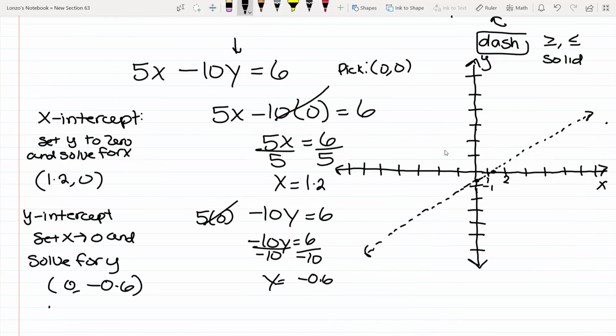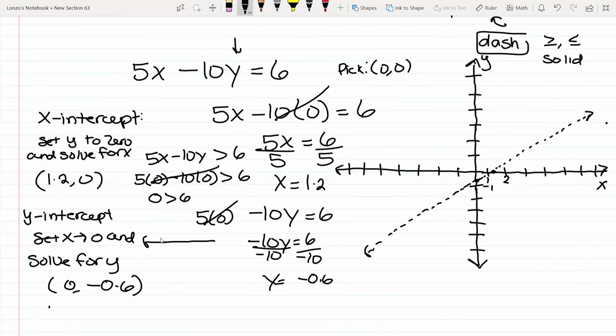Okay, so I'm going to use that point and then put it back into your inequality, not the equation. So what I mean is put it back here. 5x minus 10y is greater than 6. And then you just replace x with 0, replace y with 0. This zeroes out, so you're left with 0 is greater than 6. And then you got to ask yourself, is that a true or false statement?